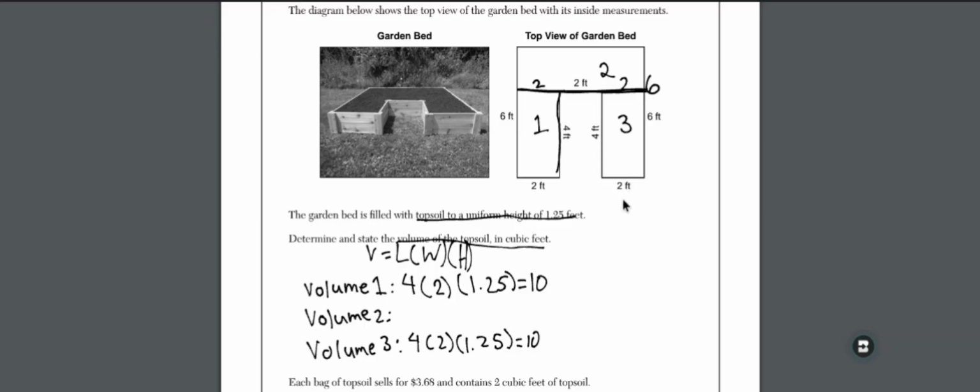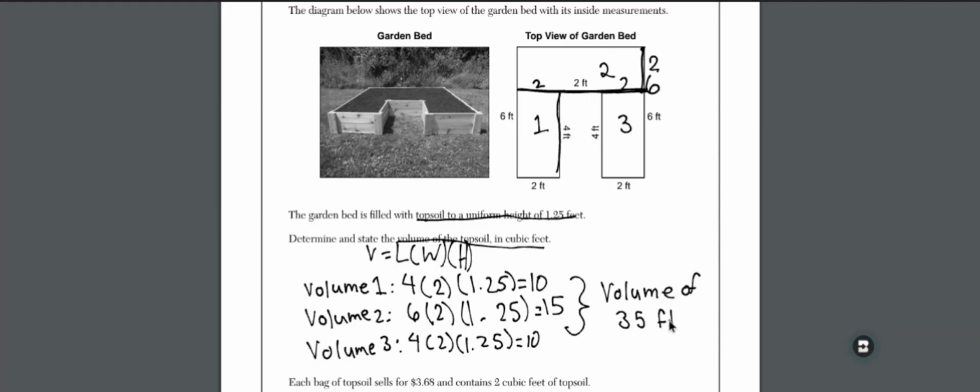And then I have a width of 2 feet right here. Because if this is 4 and this entire thing is 6, it's going to be 2. So I have a length of 6 times a width of 2 times a height of 1.25 to give me 15. And when I add this all together, I have a volume of 35 cubic feet. Okay, and this is the volume of the topsoil.